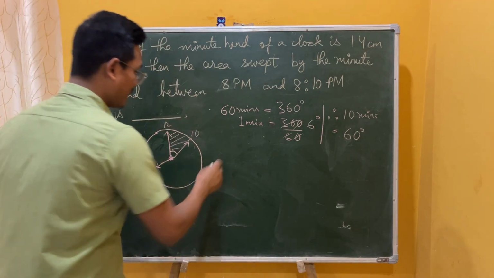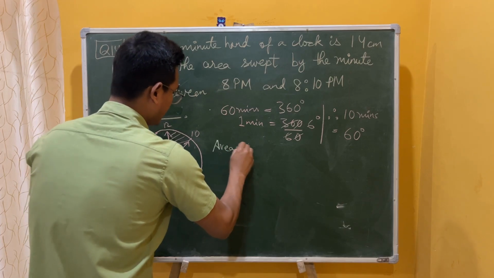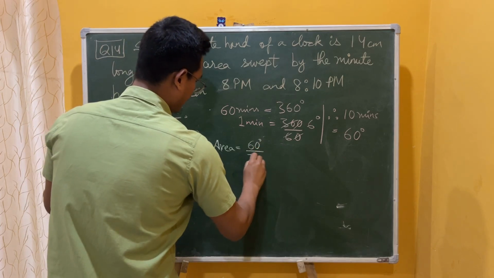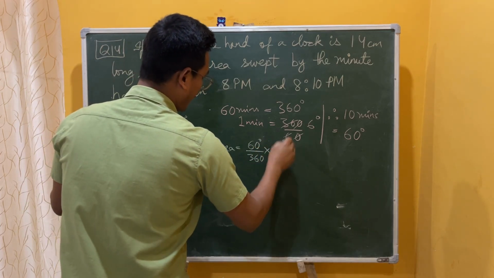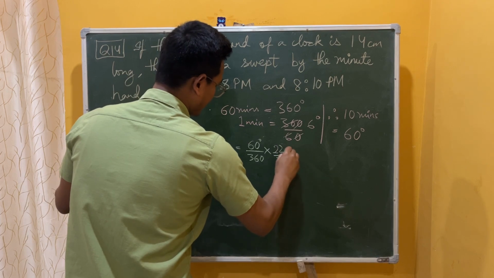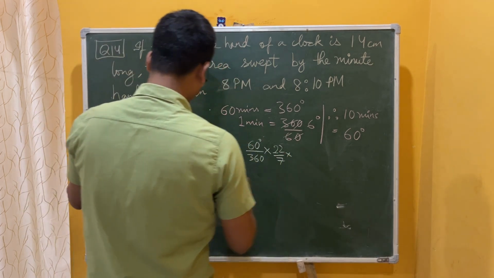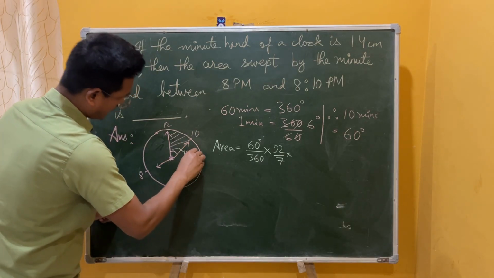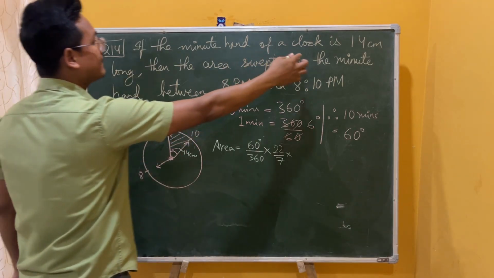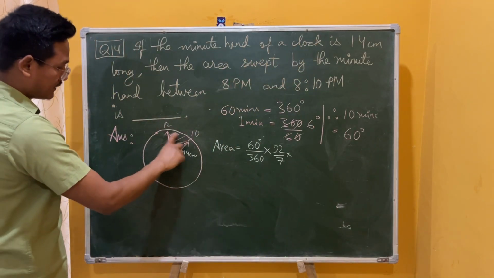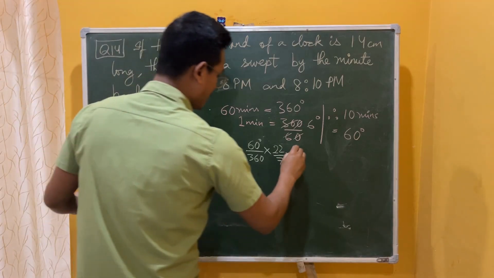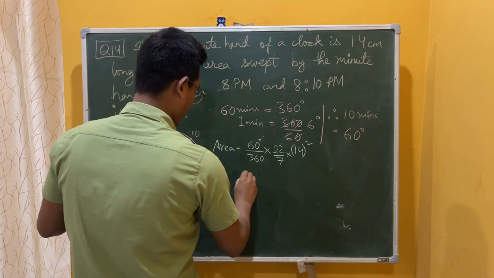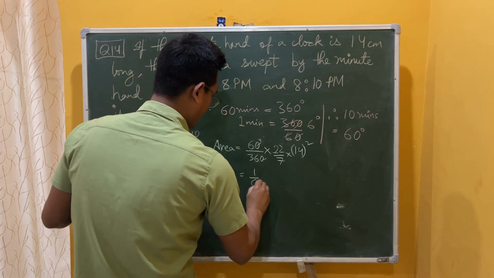Now we'll find the area. So area is given by the formula: this angle upon 360 into pi r square. So 22 by 7 into r square, where r is your radius. Now the radius is the length of the minute hand. We'll have to consider that as the radius, which is 14 centimeter. It is 14 square, into 1 by 6.